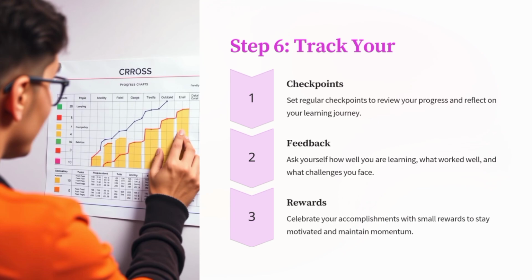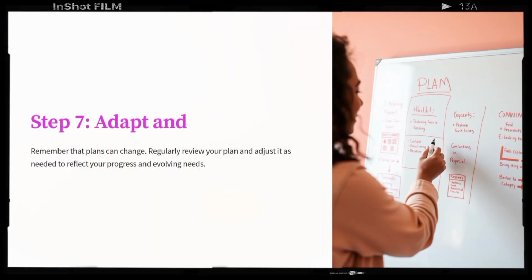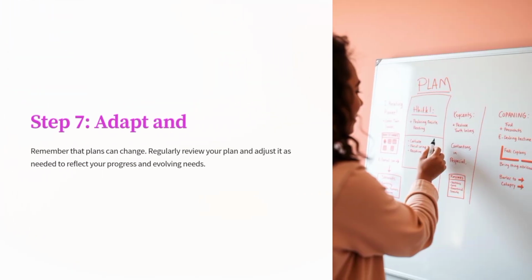Step 6. Track your progress. 1. Checkpoints. Set regular checkpoints to review your progress and reflect on your learning journey. 2. Feedback. Ask yourself how well you're learning, what worked well, and what challenges you face. 3. Rewards. Celebrate your accomplishments with small rewards to stay motivated and maintain momentum.